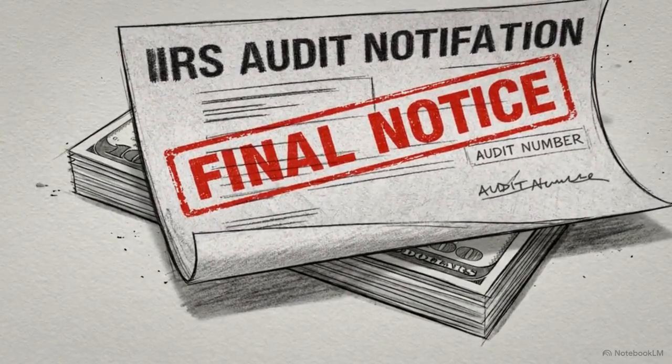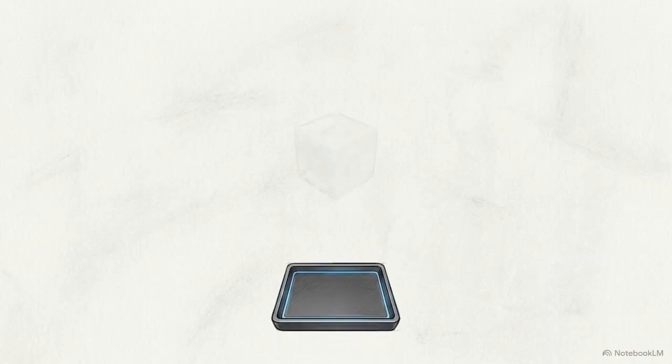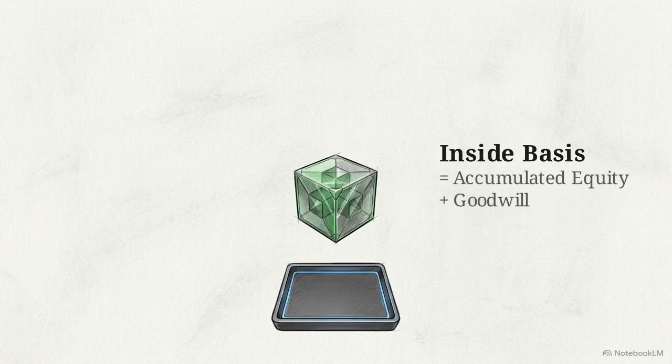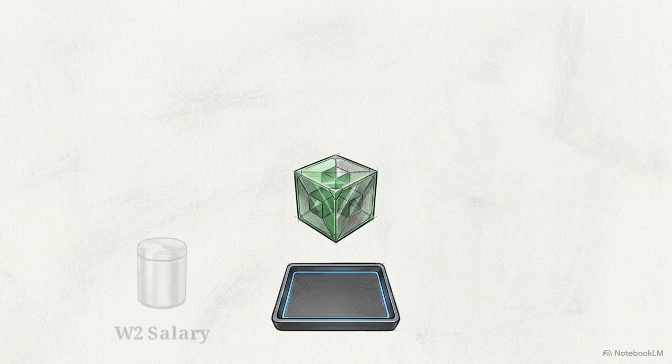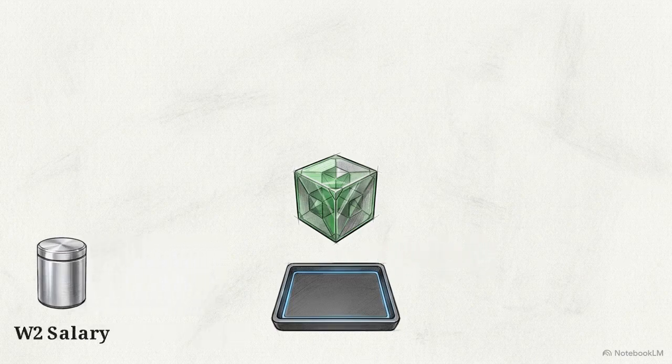destructive IRS audit. Corporate accounting relies on a strict equation. A company's assets must equal its liabilities plus its equity. This equity section represents your inside basis. This is the retained equity and the built-up goodwill you have accumulated within the company over time. Most S Corp owners pay themselves a standard W-2 salary. Because this is an ordinary business expense, it pulls from cash but leaves that core inside basis intact.